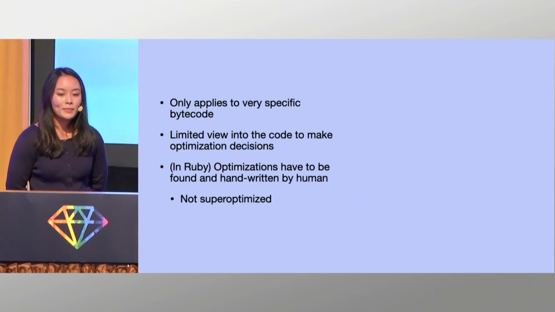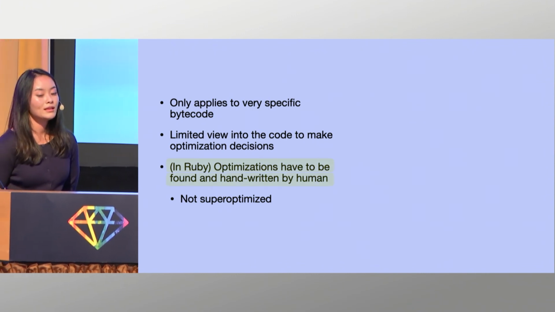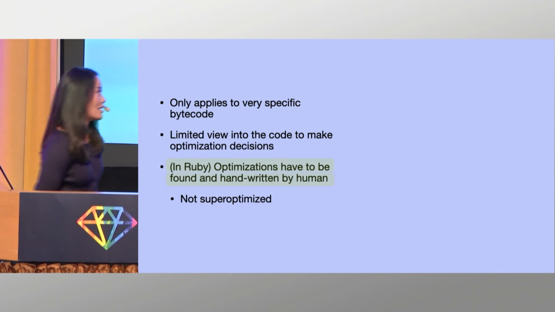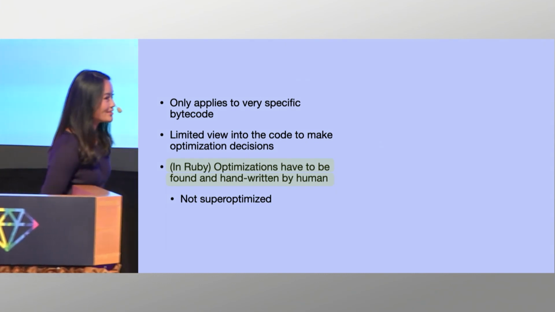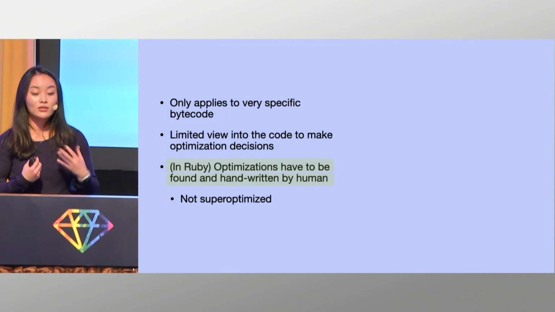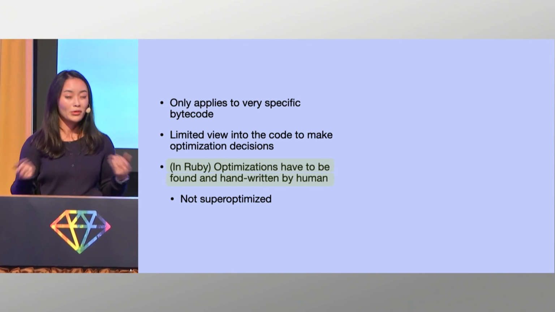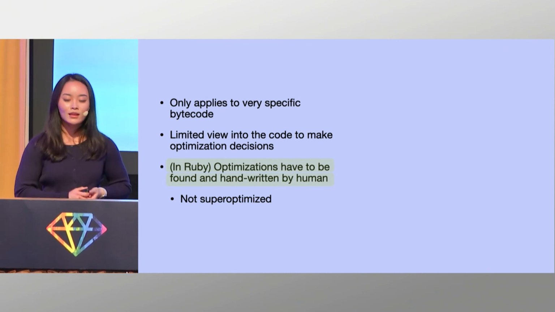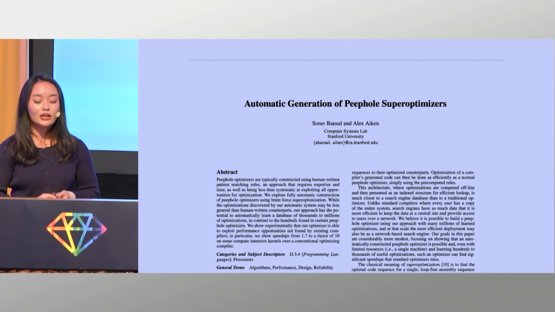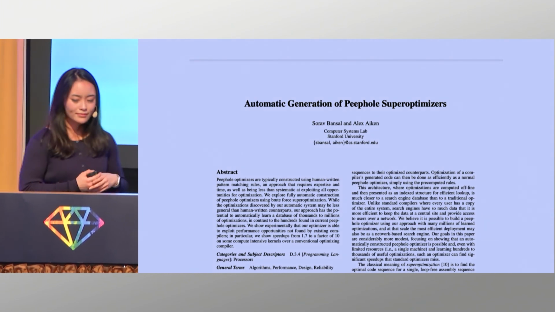All right. So another limitation is that, at least in Ruby, these optimizations have to be found and written by humans. What that means is that it's not super optimized. There might be better optimizations out there, but we won't know until we find them. And there are Peephole super optimizers out there, but they're just not implemented in Ruby.